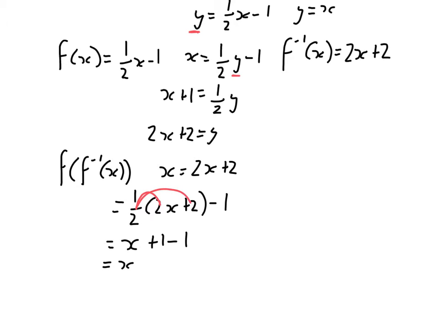Because I've expanded here, that times that equals x plus 1, take 1 equals x. Now that equals x. That's what we want, because what we're saying is y equals x. f of f inverse x equals x, which is what we had back at the start. That's our axis of symmetry. Also, what we can do is do f inverse of f of x.